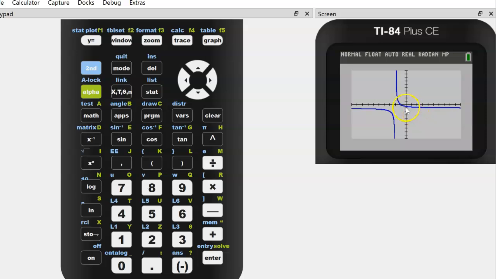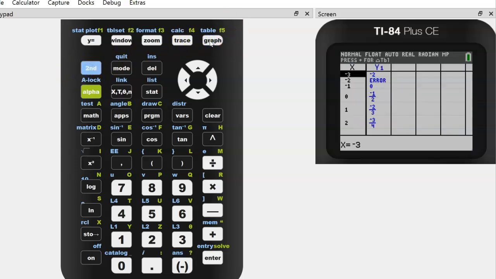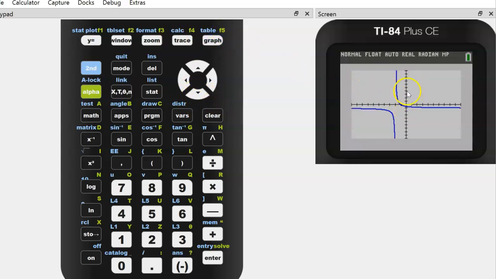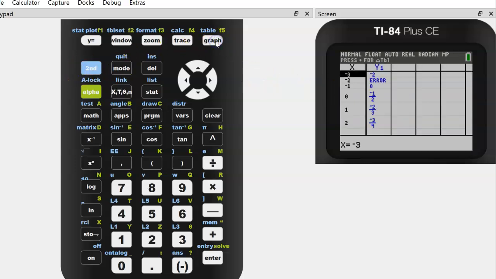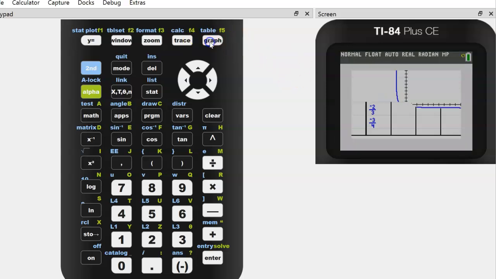So in order to find where it cuts the y-axis, I go into the table. So I press second and graph, and here I have the table. The y-axis is always where x is 0. Here x is 1, 2, 3, and -1, -2, -3. So always x is 0. I can find the y-intercept. So I go to the table and I find when x is 0, y is -1/2. That is the y-intercept.